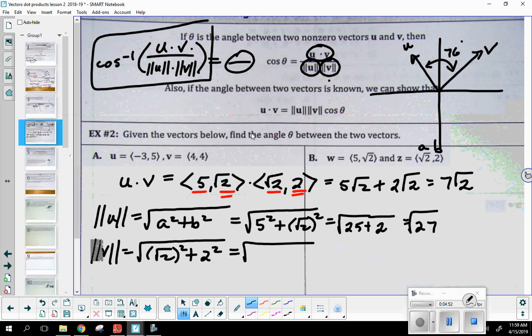Okay. Well, we just saw in the previous step that the square root of 2 squared is just 2, plus 2 squared is 4. So it looks like this one's the square root of 6. So I have everything I need to go ahead and find the angle between these two vectors. I've got the dot product and the magnitude of each. So now I just plug it right into that formula.